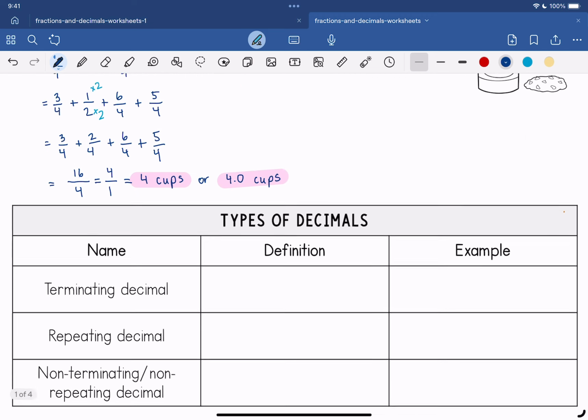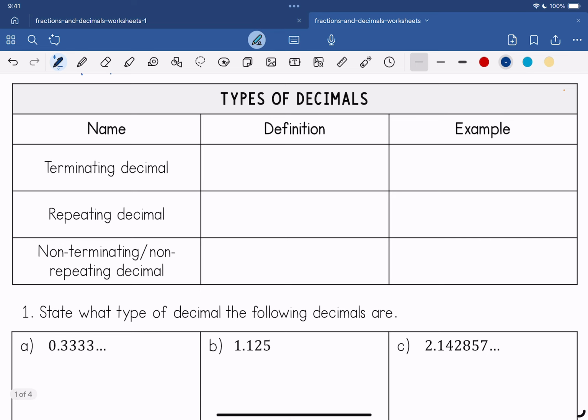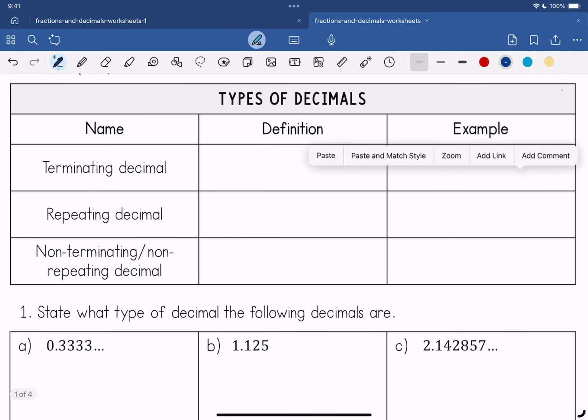Okay, so now what are the different types of decimals? It's important to be able to know the difference and identify the different decimals so that when you are converting from fraction to decimal, or decimal to fraction, there's a slightly different method you can use in order to convert them. Okay, so terminating decimal.